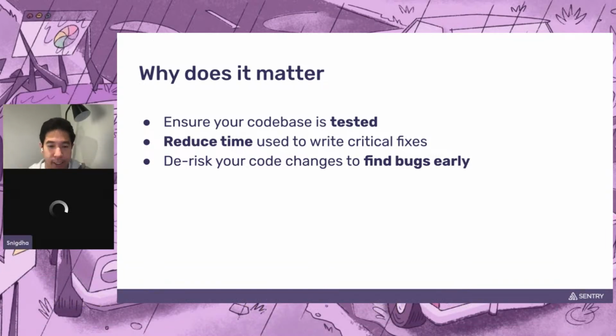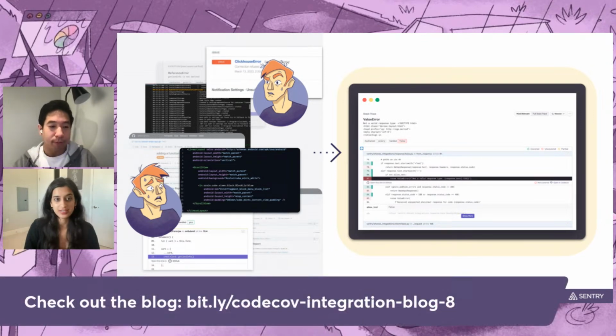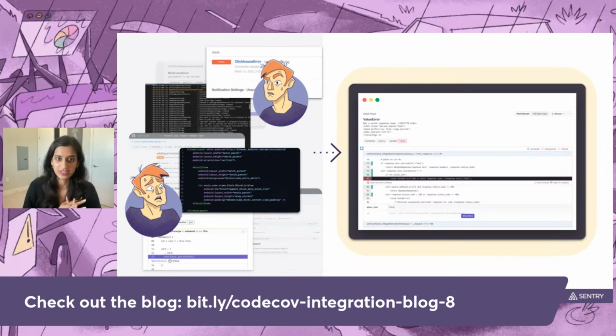I'm going to pull up Snigdha, and we'll talk a little bit about the integration and how this works with Sentry. Thanks, Tom. So if I'm looking at Sentry, if I see an error before the integration, let's talk through what it would look like to actually figure it out, to debug that error.